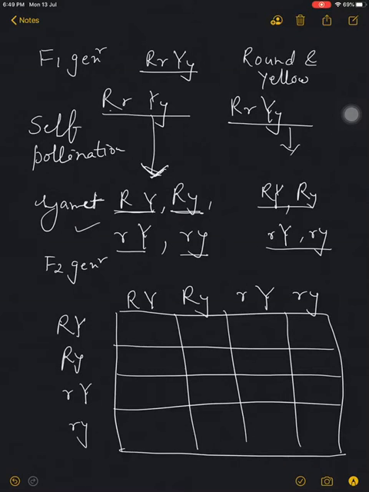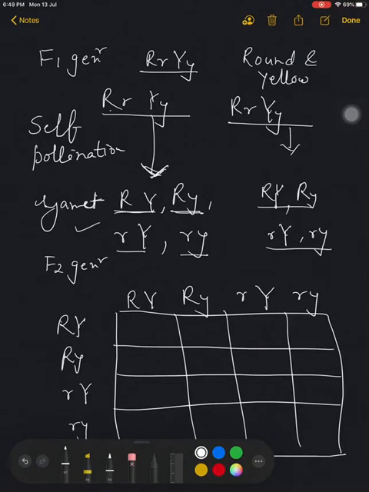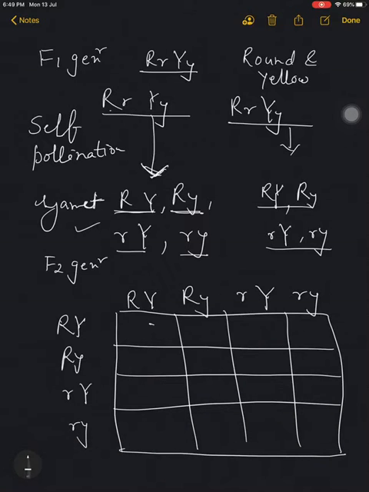Now see here what happened. So in that condition you have to see, okay. So now round R R, capital Y for this combination: capital R, capital Y, small y, capital R, small r, capital Y, capital R, small r, capital Y, small y.